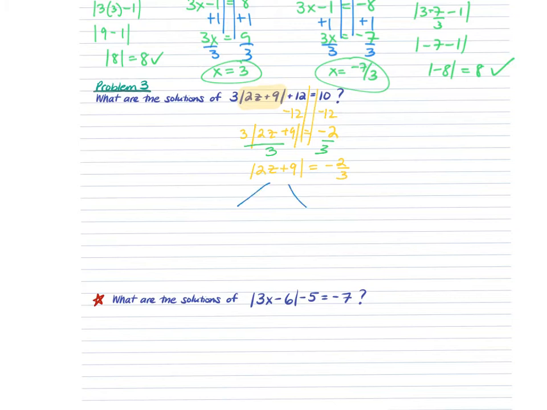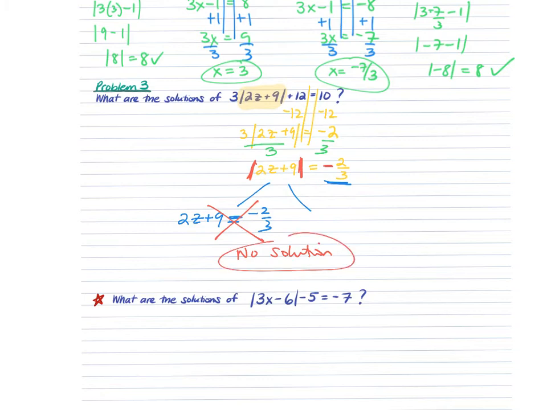We can split it into 2. This is 2z plus 9 equals, and then we write this here as long as it's positive, I said. Right, so as long as this is positive, you can write it. But since this is negative, this is a clue that this is no solution. So you cannot have an absolute value symbol equal a negative number, right? Because anything that you put in here is going to turn it positive. So this is going to be no solution.